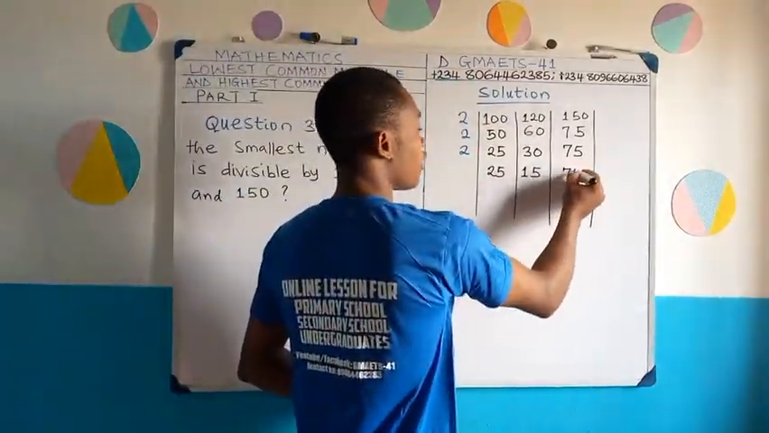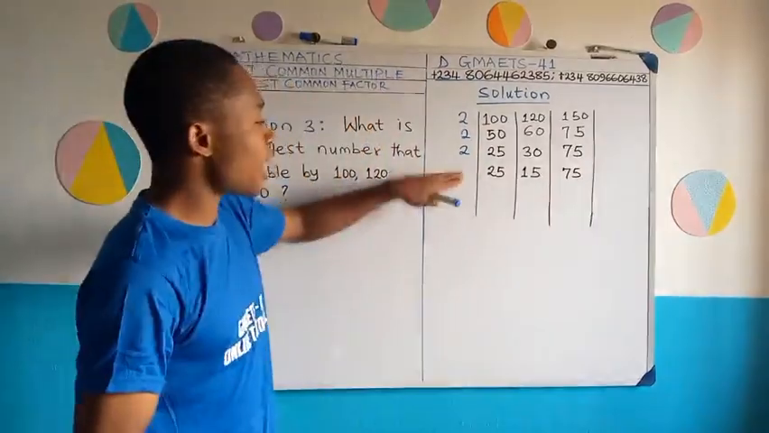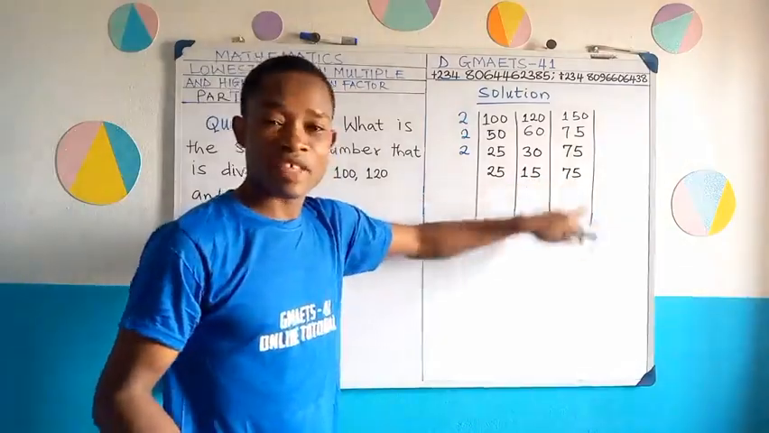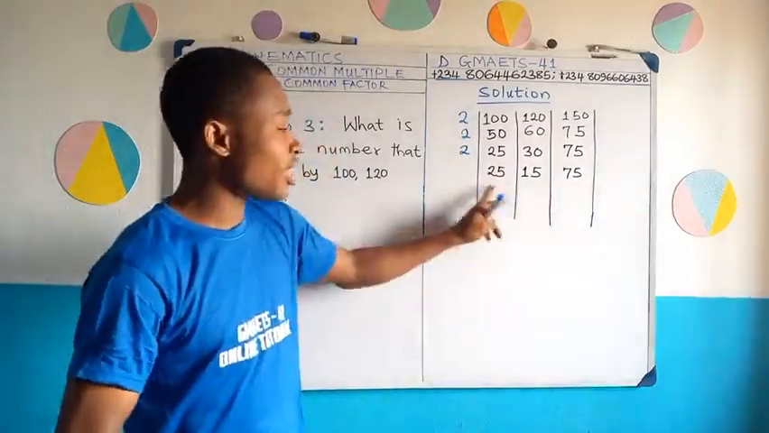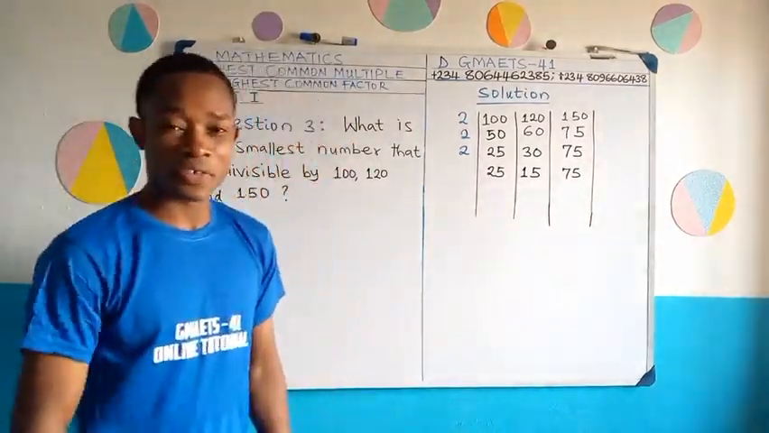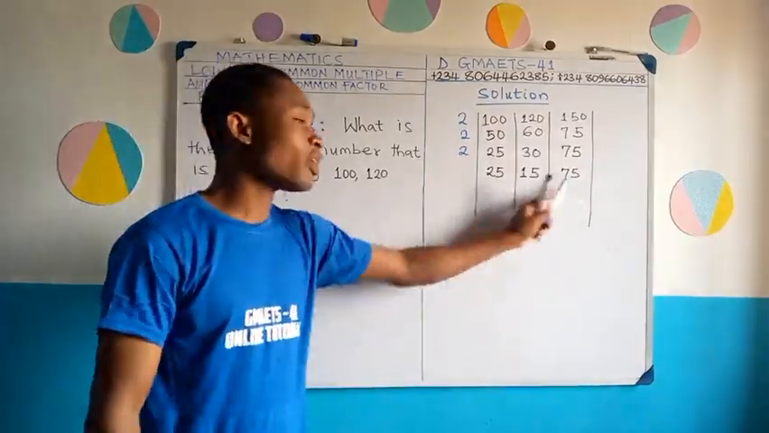Here you bring down your 75 because 2 cannot. Okay, now at this point, can 2 divide 25? Can it divide 15? Can it divide 75? No, 2 cannot divide any one of them again. So you now move on to the next bigger number. Check for 3. Can 3 divide any one of these numbers?